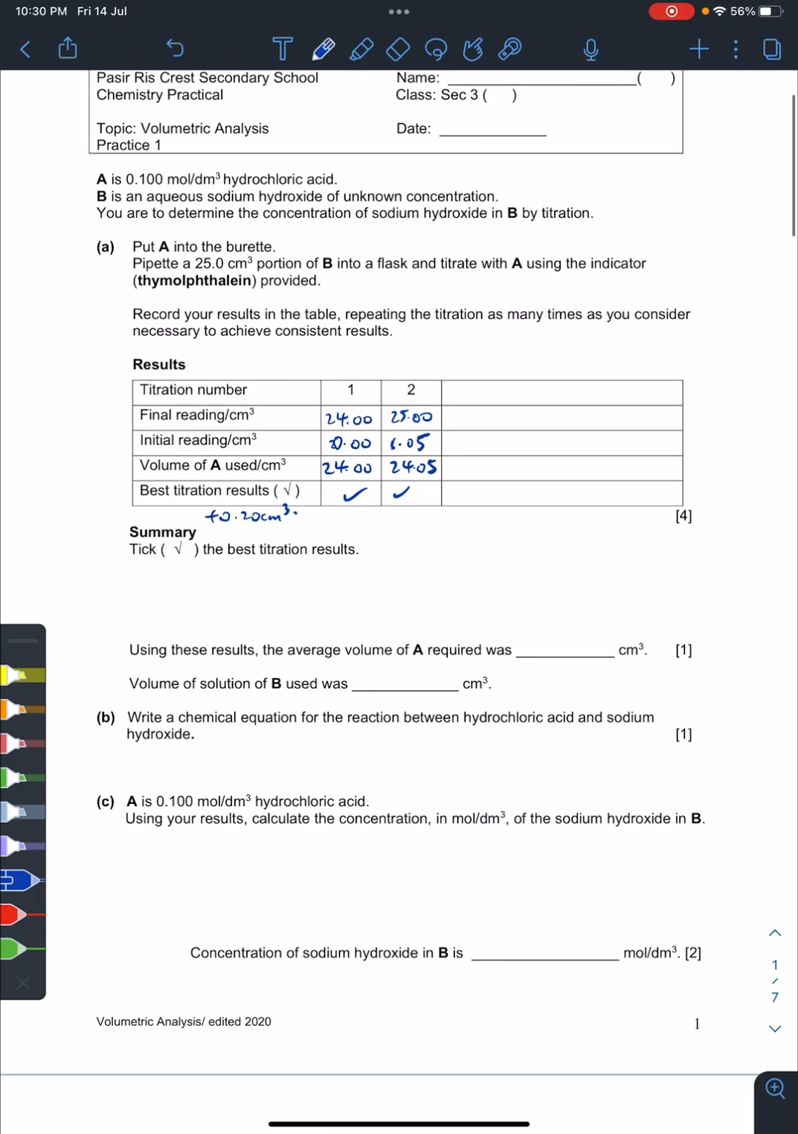So, using this result, the average is just the average of the best results. And I can tell you most of the time, you need to write this out and show the working. That's the norm. So if you press your calculator, your calculator will say 24.025. Right, very nice number. But don't forget, this should be 2 dp.